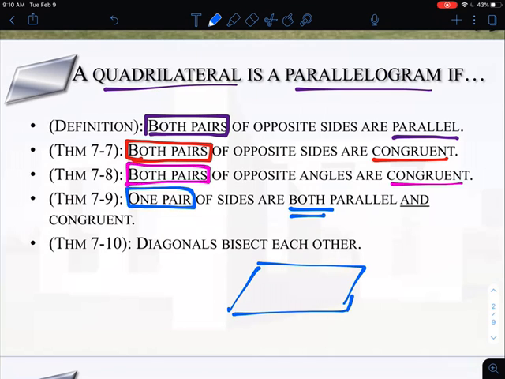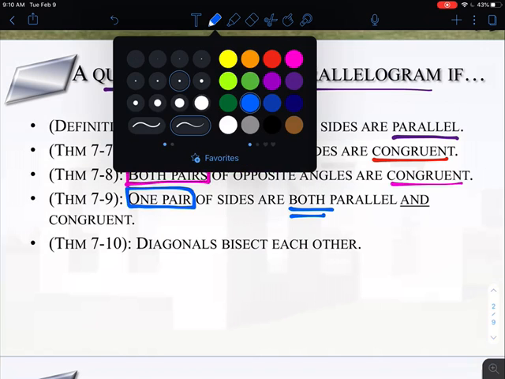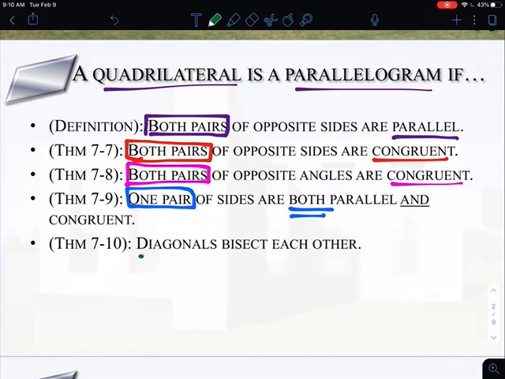What's tricky about this one is if they try to do something like this, where they say, okay, this side's congruent to this side, and this side's parallel to this side. Well, that's not the same set of sides. One set of sides is congruent, one set of sides is parallel, but it's not the same set of sides that's both. So you've got to be really careful with that one and make sure that you understand both parallel and congruent has to happen on the exact same sides. And then on the last one here, diagonals bisect each other.